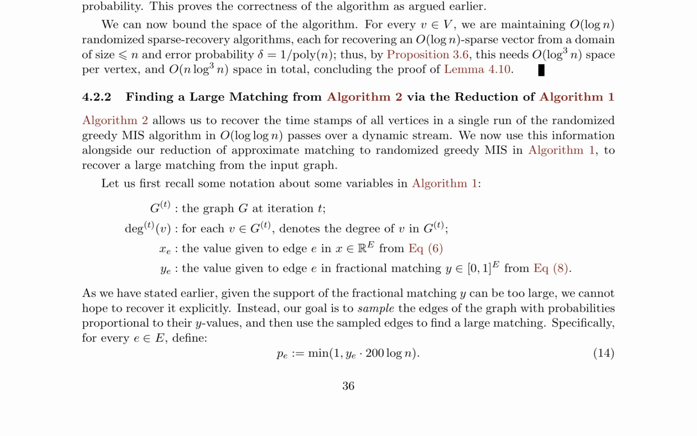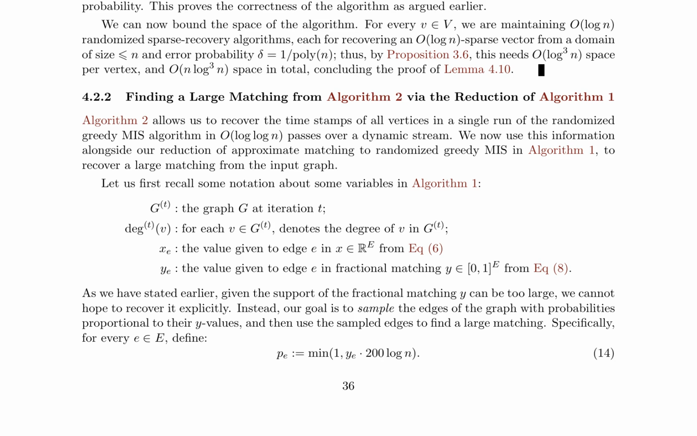The authors then bound the space of the algorithm, showing that for every V element of V, they are maintaining O(log n) randomized sparse recovery algorithms, each for recovering an O(log n)-sparse vector from a domain of size less than or equal to n and error probability delta equals 1/poly(n). This needs O(log^3 n) space per vertex, and O(n log^3 n) space in total.